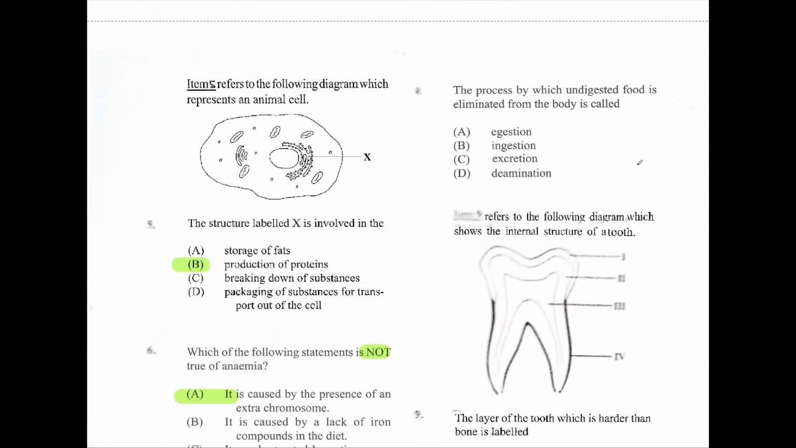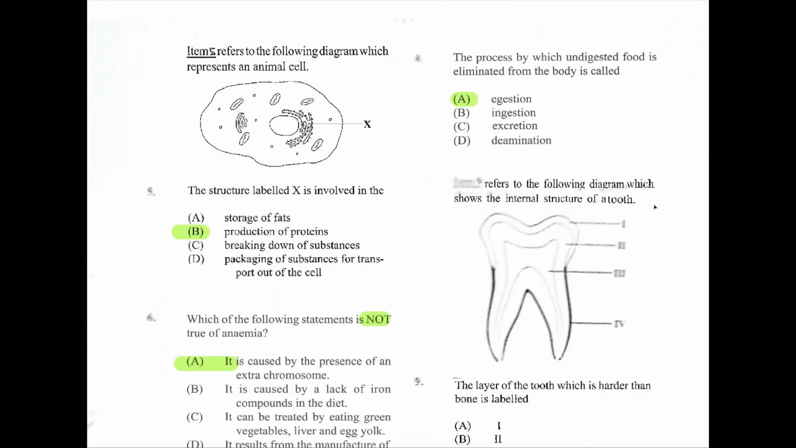Question 8, the process by which undigested food is eliminated from the body is called egestion. So question 8 is A. And if we are on question 8, it means we are on nutrition, so you should never select excretion. The position of the questions will tell you the topic they are testing.